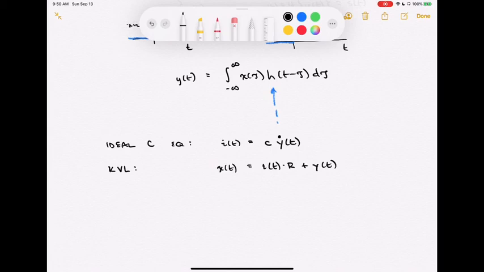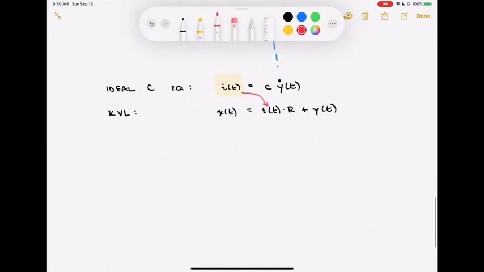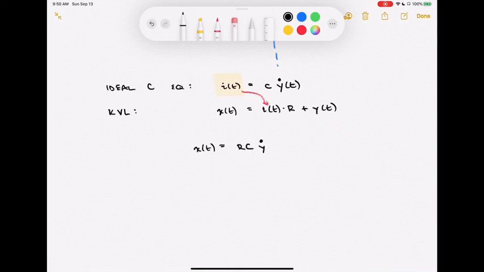What I can notice here is that it has x and y, but it also has an i. But fortunately, I had an expression for i, and I should be able to take that and plug it in there. That's going to get rid of the i and put it into a differential equation form that only has x's and y's, which is what I really need. So I'm going to do a little basic substitution here, and I'm going to get x of t equal to, what is i? It's just C y dot. Multiply that by R, so I get R C y dot of t plus y of t. This is looking a lot more promising. It only has output and input and their derivatives all in a single equation.